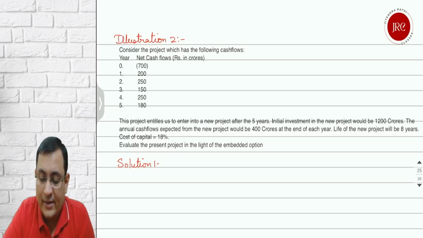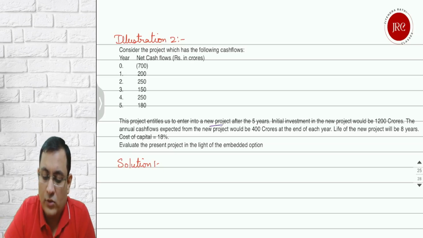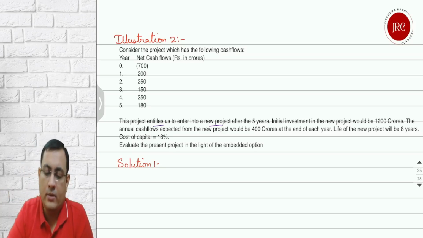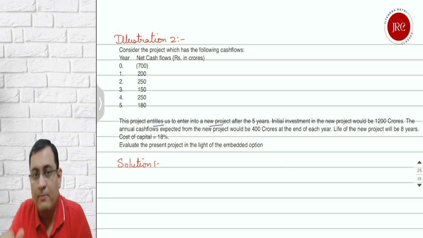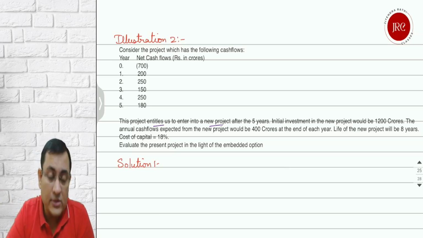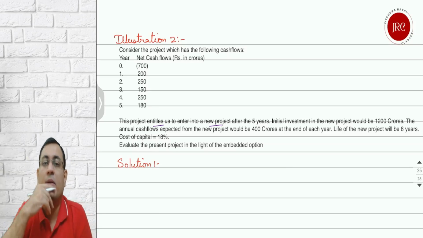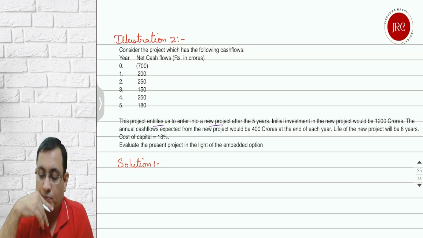This project entitles us to enter a new project. So if you are not taking the first project, the second is also not available. After 5 years it entitles us, but it's not compulsory. We may accept the second project, we may reject the second project. We will accept the second project only if it is a positive NPV generating project.